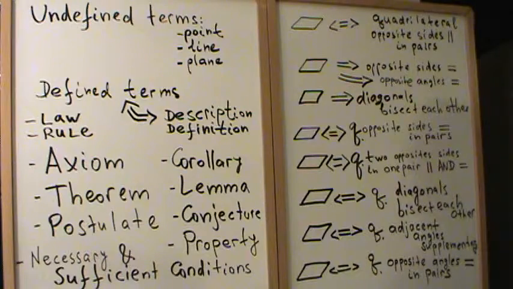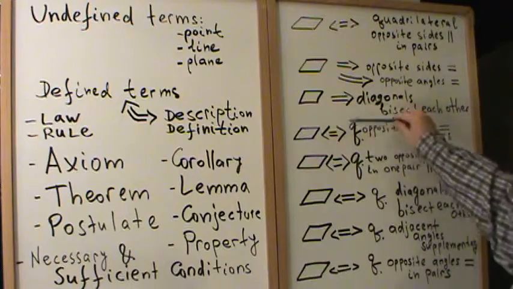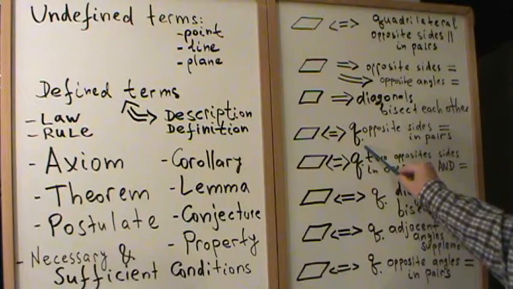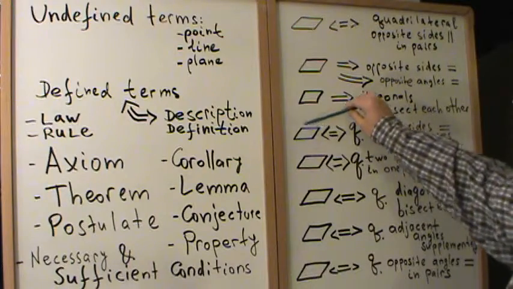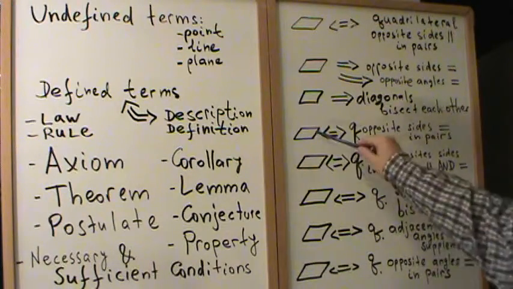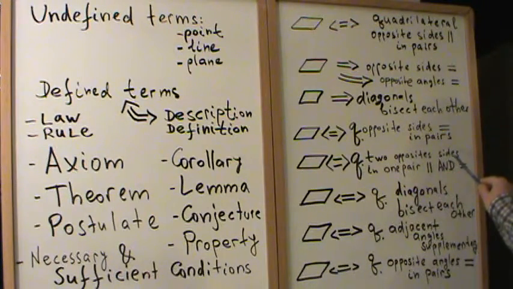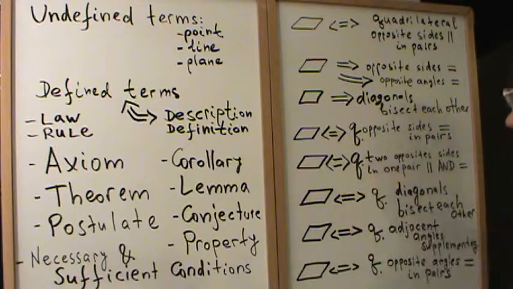All these five are necessary and sufficient conditions. So they are logically equivalent to our term parallelogram. If a quadrilateral has opposite sides equal in pairs, then a quadrilateral is a parallelogram, and converse works. If a quadrilateral has two opposite sides in one pair, both parallel and equal, then that quadrilateral is a parallelogram, and converse also works.